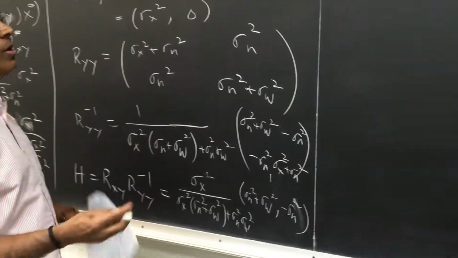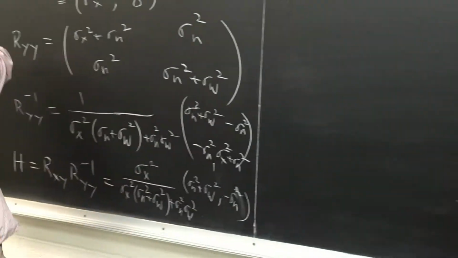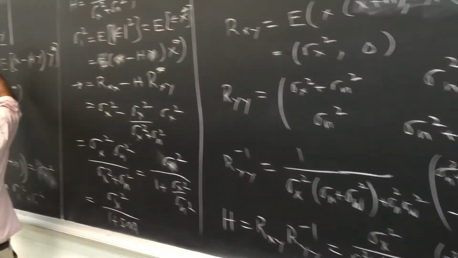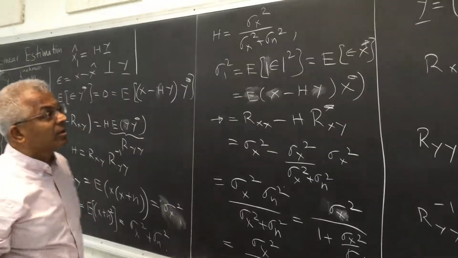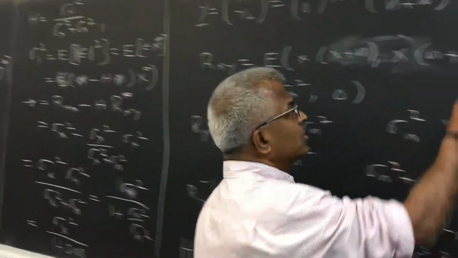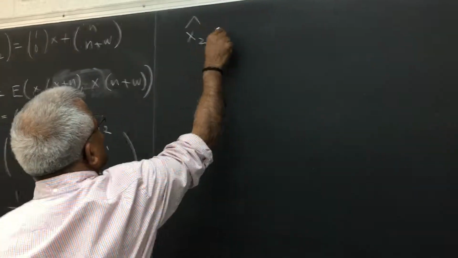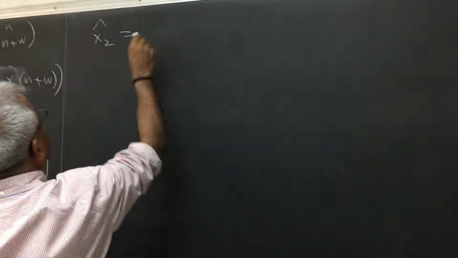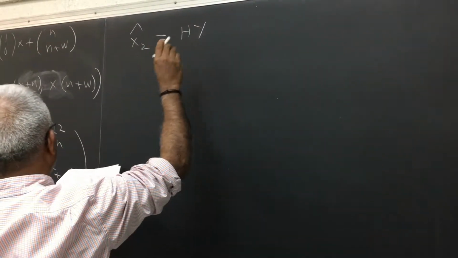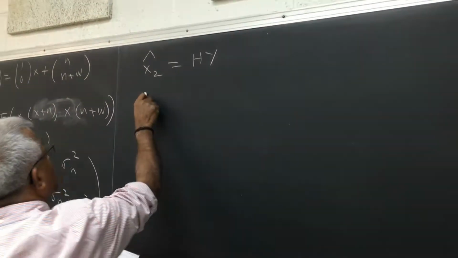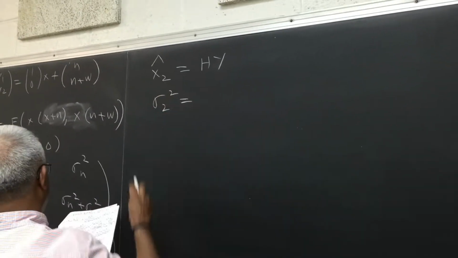Now we need to find out the best estimator. So I'm going to call, in this case, the first problem x1 hat. So I'm going to call this x2 hat. This would be hy. So h is already computed. So the interesting thing is sigma 2 squared.